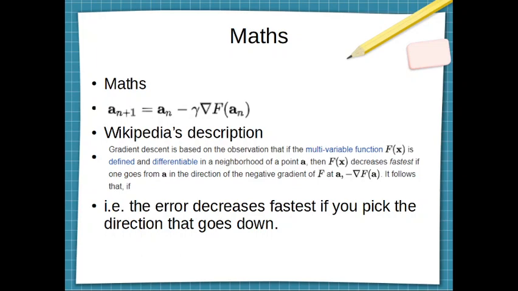So the maths is in front of you, and if you look at Wikipedia's description of gradient descent, it is all about following the direction, or negative, of the gradient, i.e. working out a direction of travel and moving towards it.